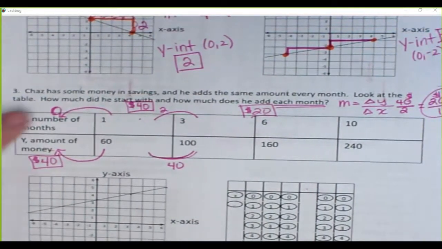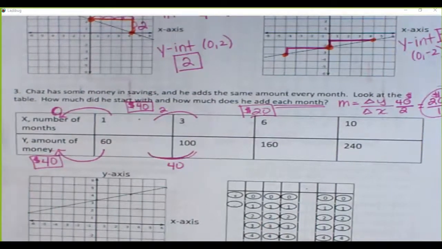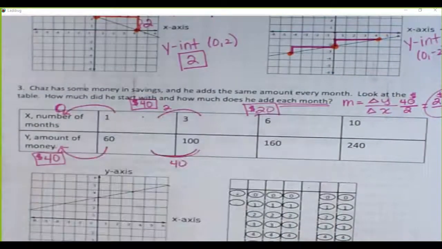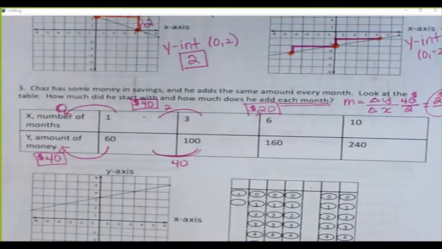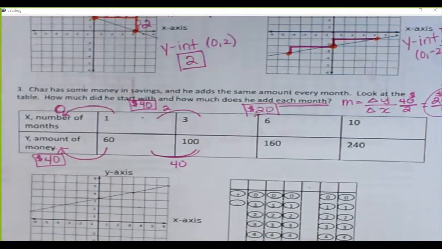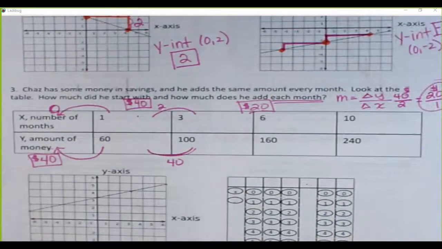Now what does this 0, 40 represent? The y-intercept. Very good. 0 and 40. Let me ask you this. If I were to graph these ordered pairs, will that make a line that goes through the origin, if my y-intercept is at 0, 40? No, because remember the origin is 0, 0. So this will not go through the origin.